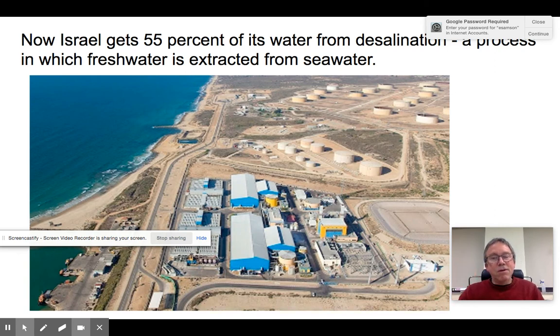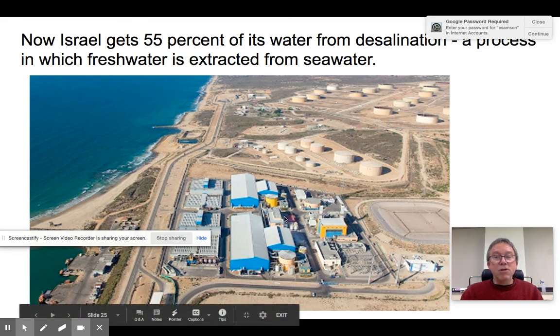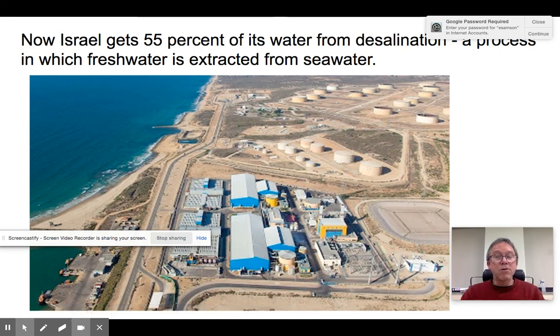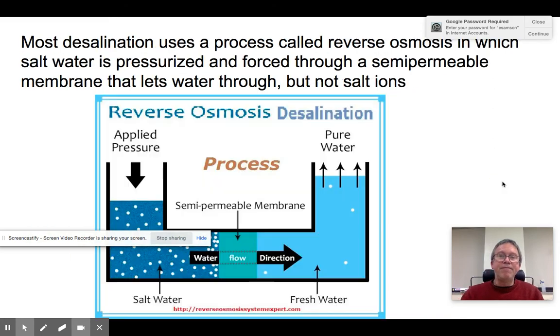Well, what they do is they say, well, there's mechanical methods we can employ to do the same thing. Rather than boiling it, we'll use a different method. So it turns out now this factory here produces 55% of the water in Israel. Israel went from being a water poor country to a country that actually exports water and sells it to countries in the area. They use a process called reverse osmosis.